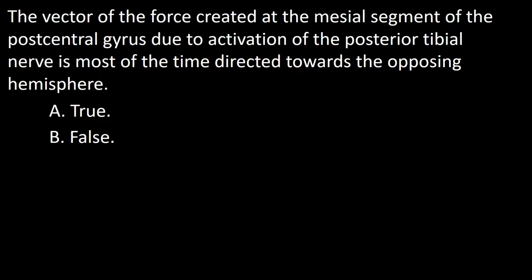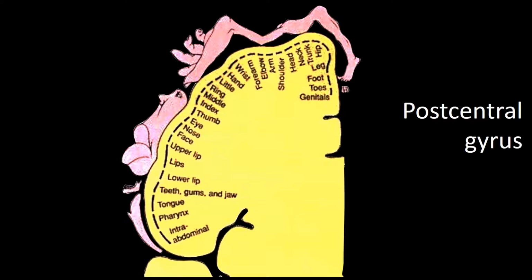Next question. The vector of the force created at the mesial segment of the postcentral gyrus due to activation of the posterior tibial nerve is most of the time directed towards the opposite hemisphere. A true, B false. This cartoon represents a coronal cut through the postcentral gyrus. Activation of the cortical area serving the foot and toes following posterior tibial nerve stimulation produces an electrical field with the vector straight forward towards the opposite hemisphere, as I have drawn here, represented by the arrow.